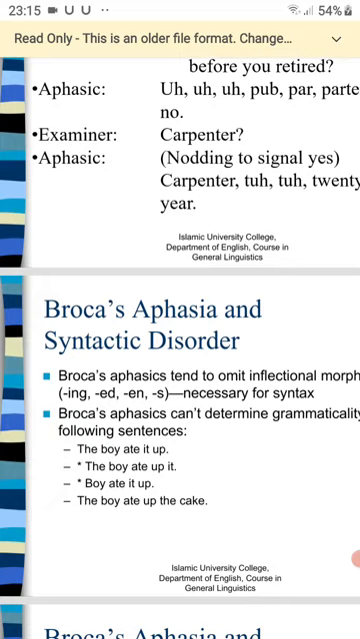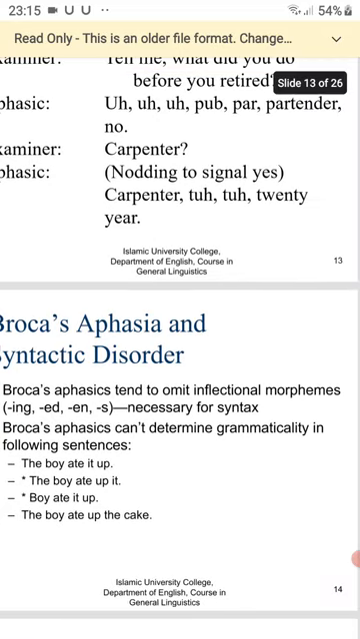Broca's aphasia and syntactic disorder. Broca's aphasia tends almost to delete inflectional morphemes. Inflectional morphemes means inflection, without your grammar, in syntax, not lexical, and your speech part. For example, I'm sorry. The boy eats it up. The boy eats of it. The boy eats it up. In linguistics, we studied this in the previous year.